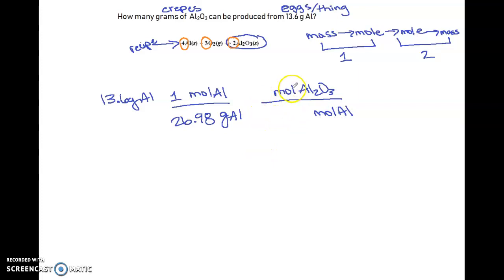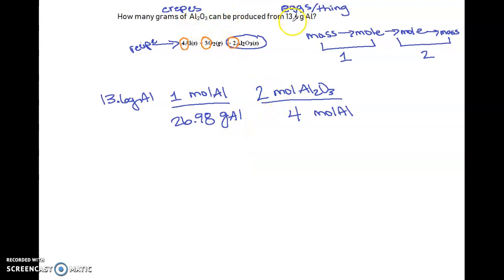So what do I know? How many moles of aluminum will generate how many moles of aluminum oxide? I get that from the coefficients. So 4 moles of aluminum will produce 2 moles of aluminum oxide. So you can see, it divides out, divides out.